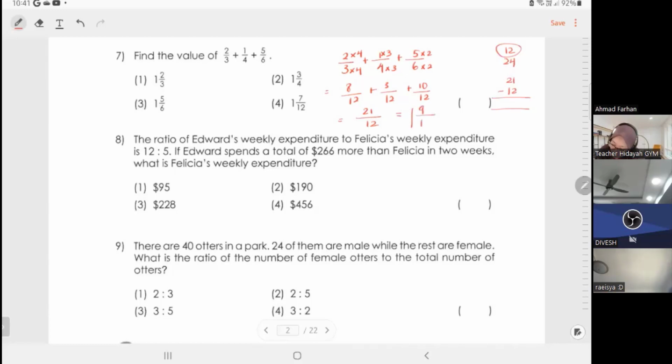9 over 12. So I can simplify? Yeah, I can divide by 3, divided by 3, equals 1 whole 3/4. Number 2 is your answer.